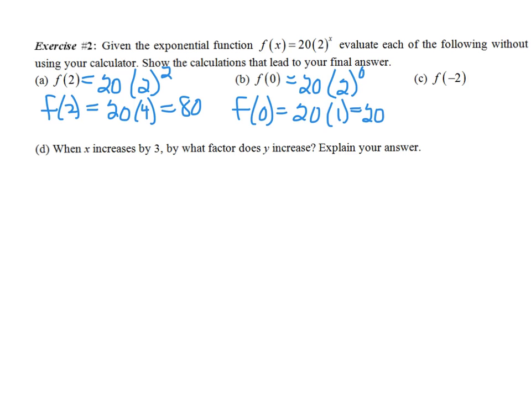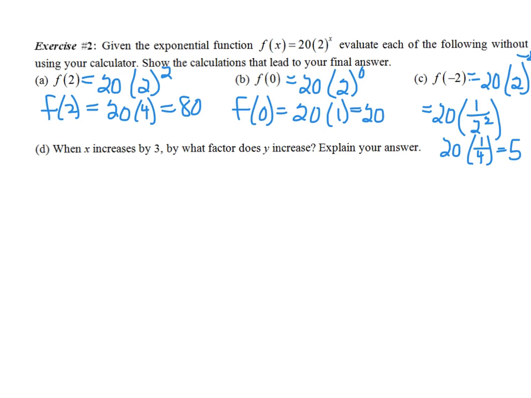And in part C, we want to do f of negative 2. So that's going to be 20 times 2 to the negative 2 power. So for this one, that's going to equal 20 multiplied by 2 to the negative 2, which would be 1 over 2 squared. So that's going to be 20 times 1/4, which gives us a final answer of 5.